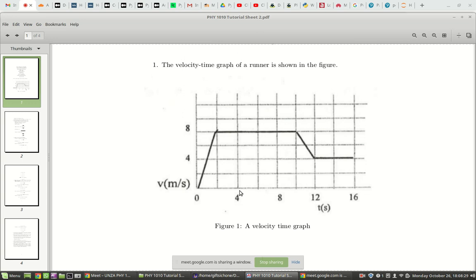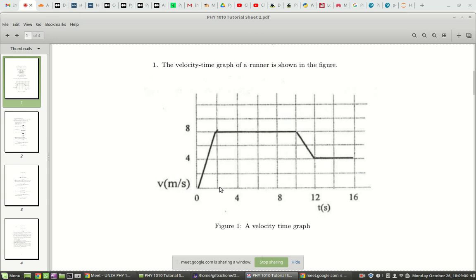So, question number 1. The velocity time graph of a runner is shown in the figure below. So that is basically the velocity time graph. So you can see this guy runs for 16 seconds. In the first 2 seconds, the velocity of this runner changes from 0 to 8 meters per second. Then after that, the velocity stays the same. From here all the way up to there.